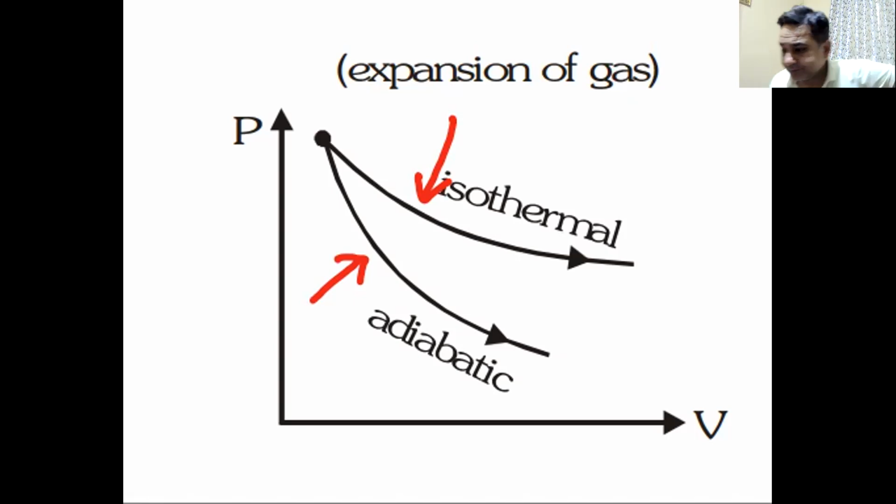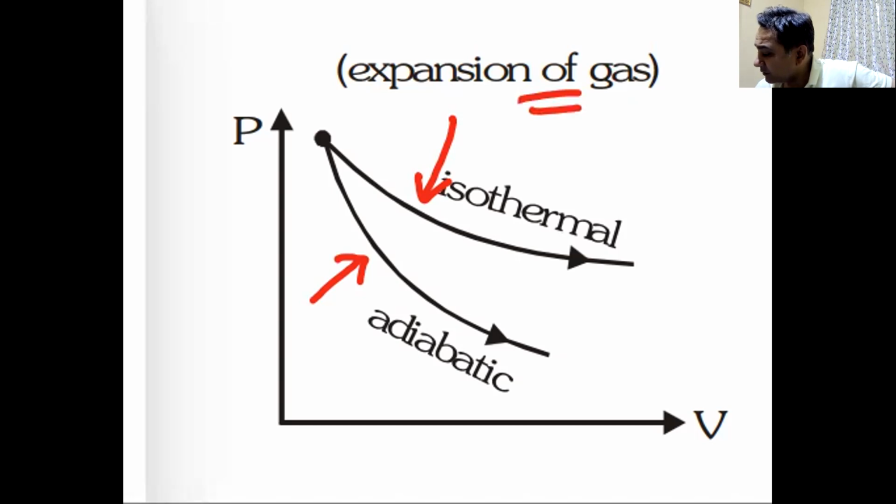Yes or no? Isothermal process is less steep. Adiabatic process is more steep. We understand this? This is the graph for expansion, the red one.